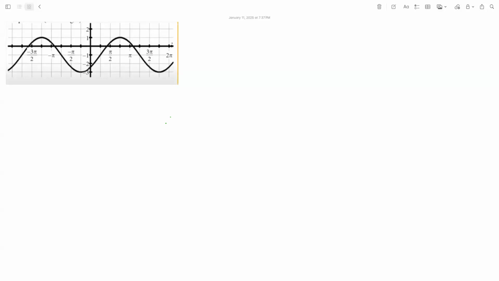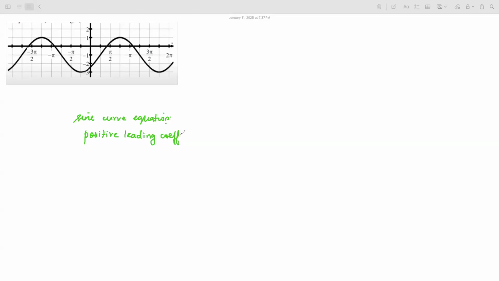Now, there's a graph on the board, okay? I would want you to start writing the equation for this. I want a sine curve equation, okay? Positive leading coefficient I want. Positive leading coefficient means amplitude is positive, okay? And then the last one is minimum phase shift. Left or right is okay. Can we try this? I need a sine graph. So, how will we do this?